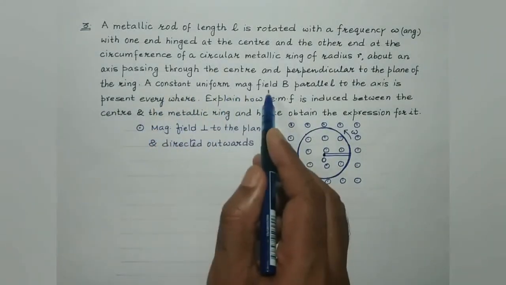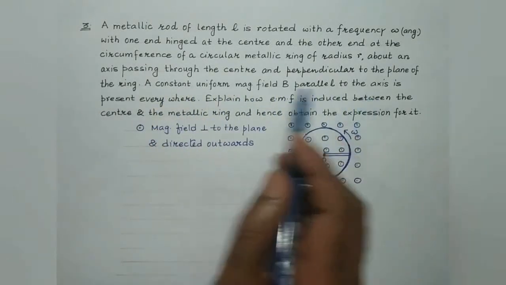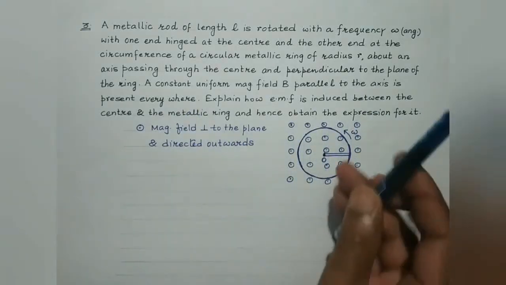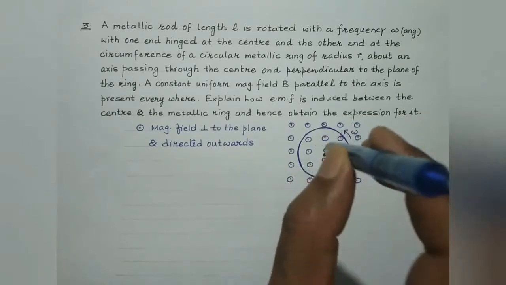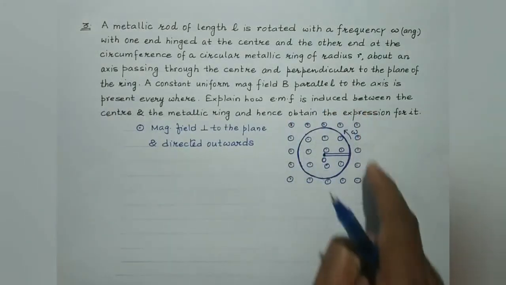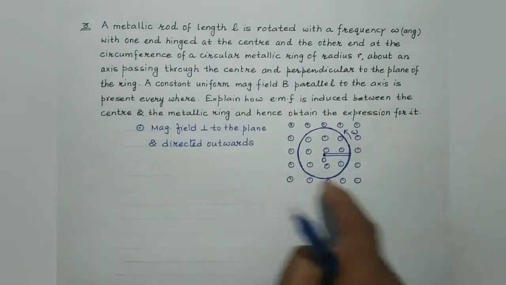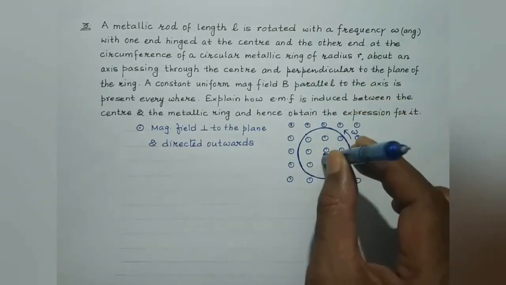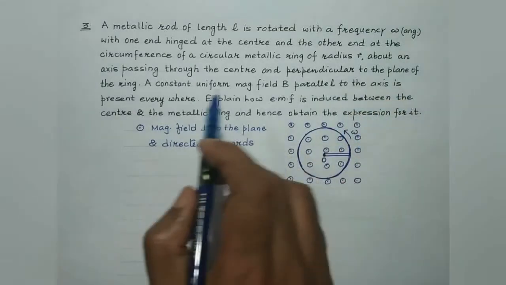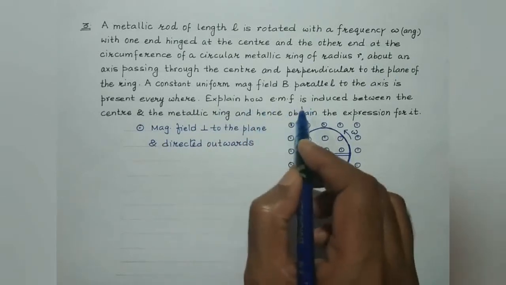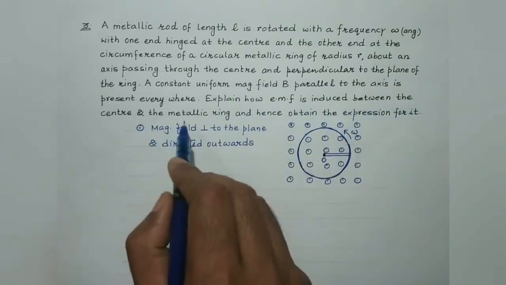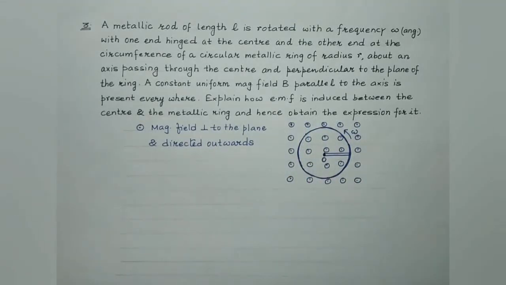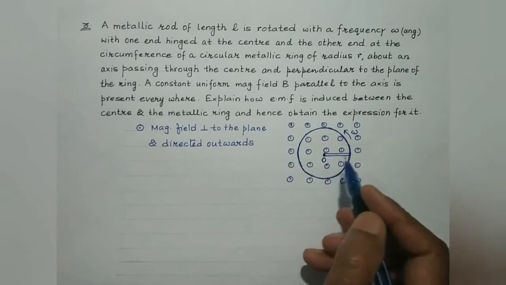A constant uniform magnetic field B parallel to the axis is present everywhere. This dot represents the magnetic field which is parallel to the axis and in the outward direction. This is the region of magnetic field where the magnetic field is perpendicular to the plane and directed outwards, which is parallel to the axis of this ring. Explain how EMF is induced between the center and the metallic ring and hence obtain an expression for it. So we need to explain how the EMF gets induced.